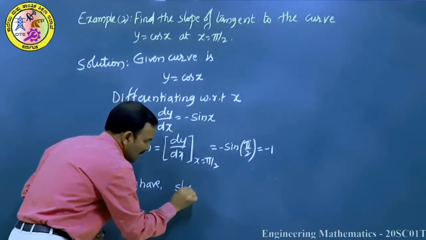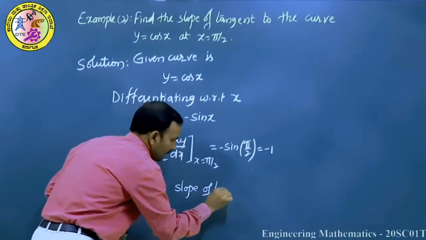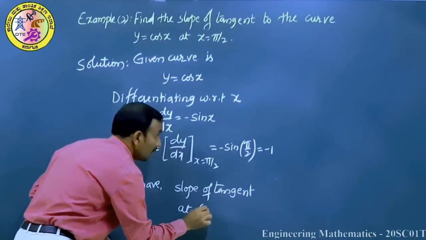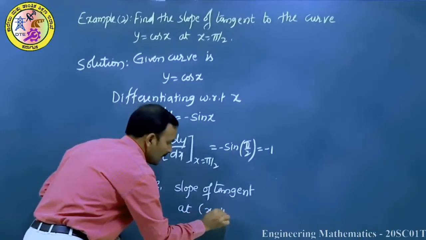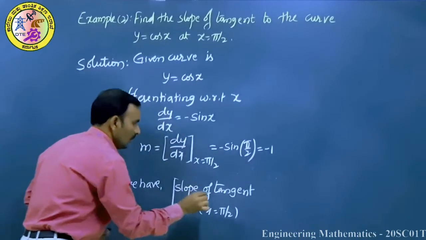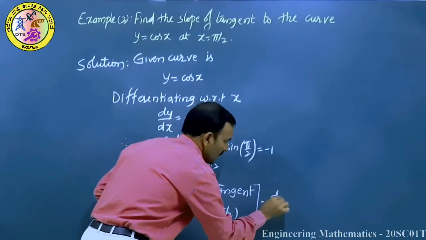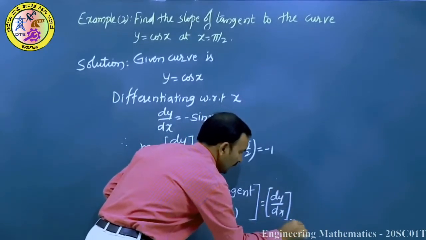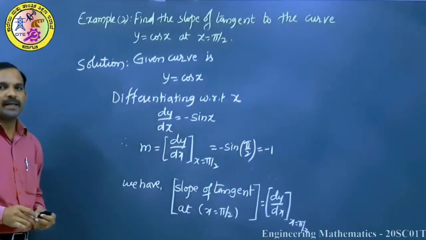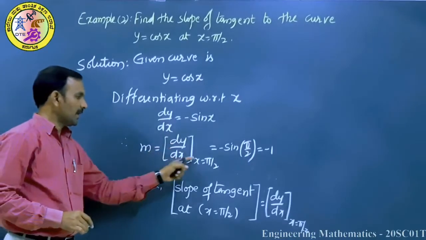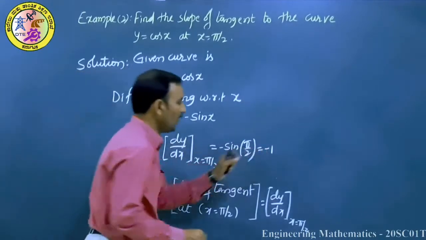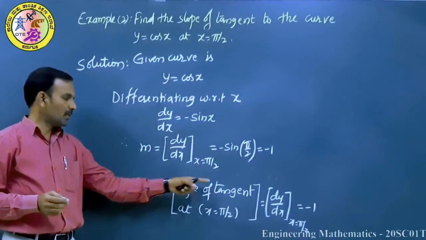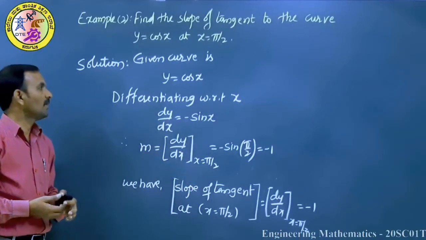Therefore, the slope of tangent at x equal to pi by 2 is equal to dy by dx at x equal to pi by 2. That is m. The value of m is minus 1. Then the required answer is minus 1. The slope of the tangent is minus 1.